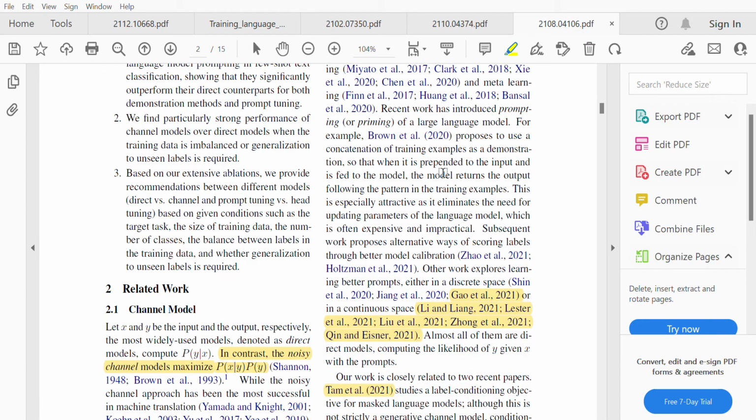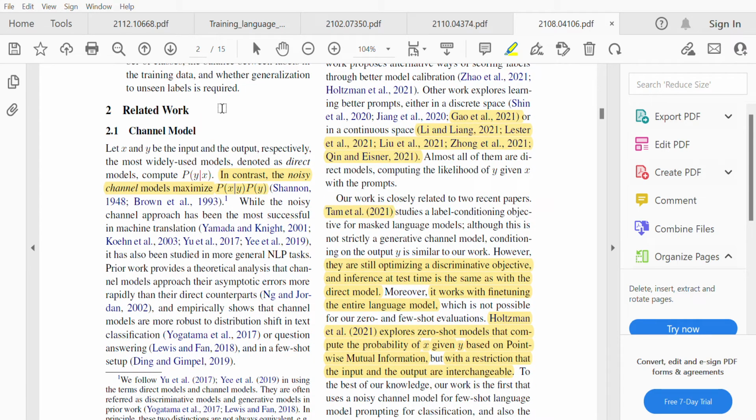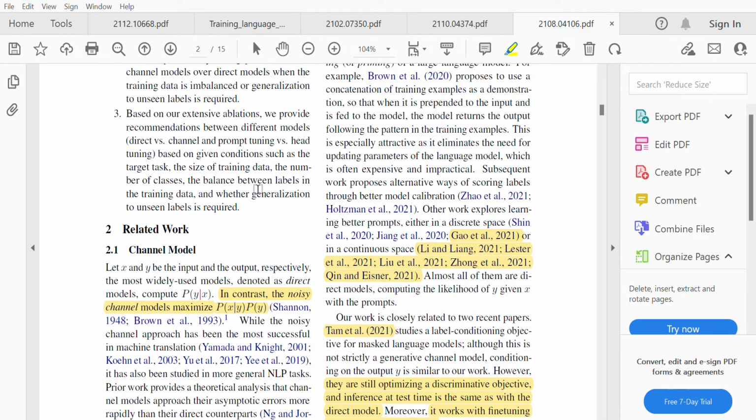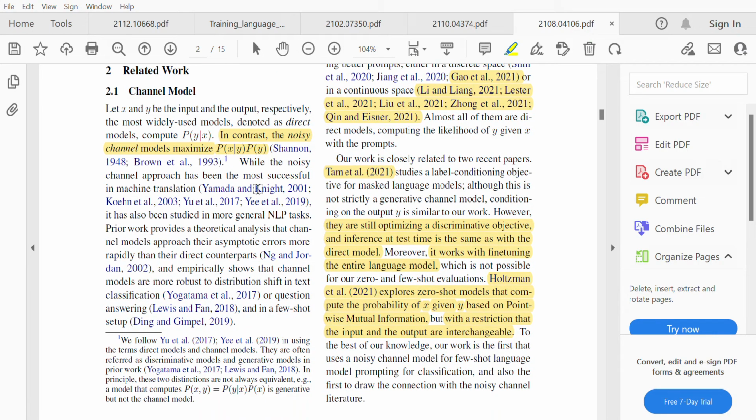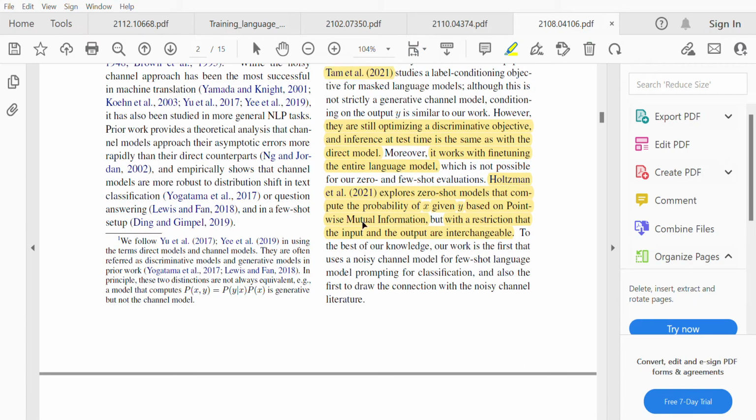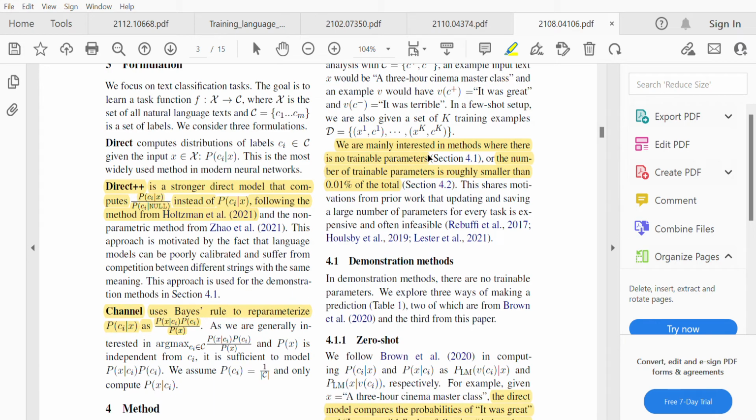So let's talk a little bit more about what that channel modeling actually is. Most models work off of P(Y given X). In contrast, the noisy channel model maximizes P(X given Y) multiplied by P(Y). There's some basic probability theory that plays into this. They talk about some similar papers here. The basic probability is described here. You can use Bayes' rule to reparameterize P(Ci given X), where Ci is whatever your classification label is, as the following.